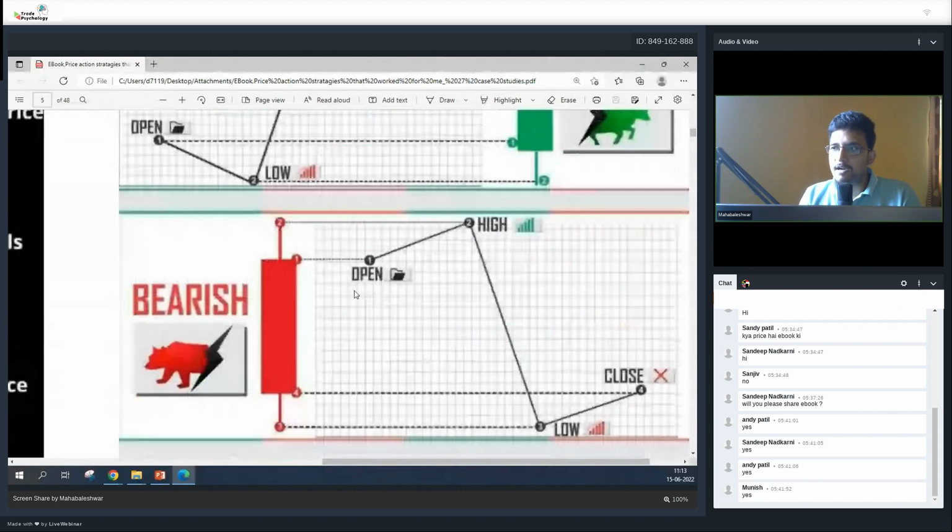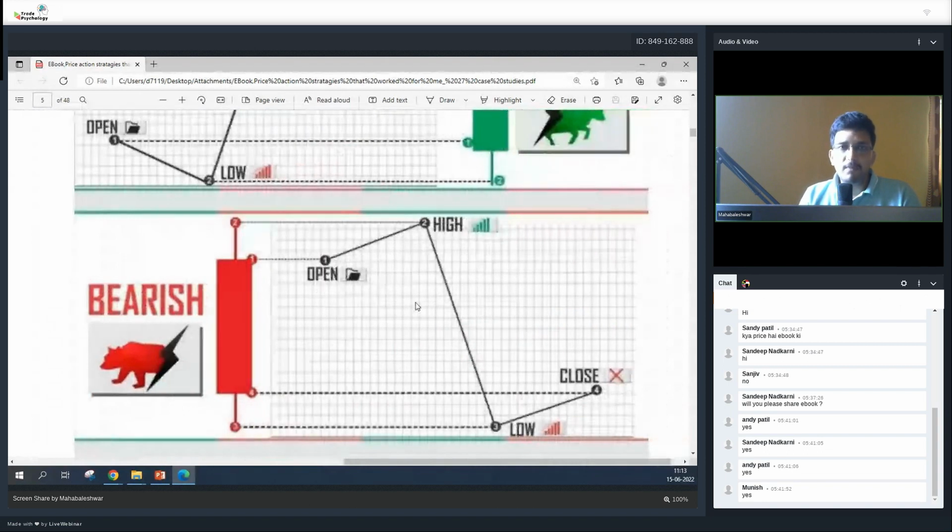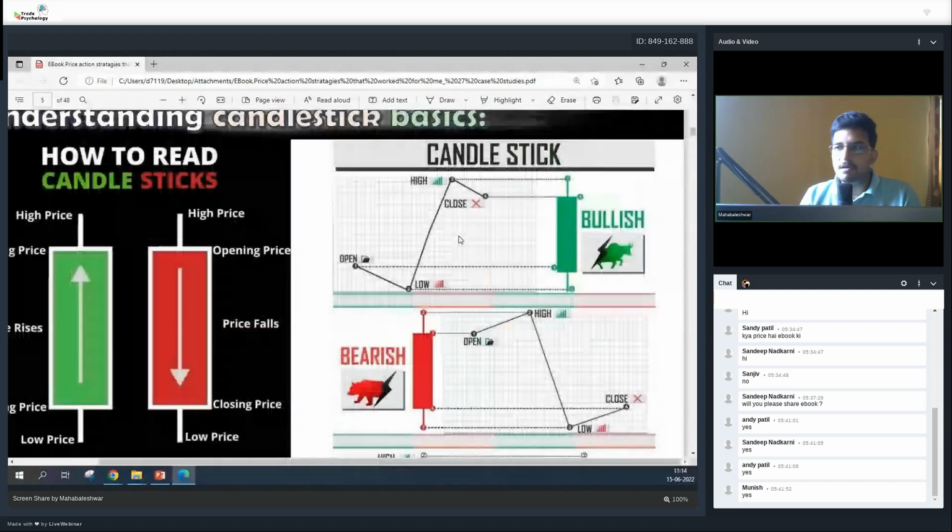Same on the bearish side, this is how the candles will be formed. We have the open here, it creates a high, it falls, it creates a low, and it closes at this particular level. So here the open is higher than the closing price. This is the simple difference, and it is very essential for you to know this.